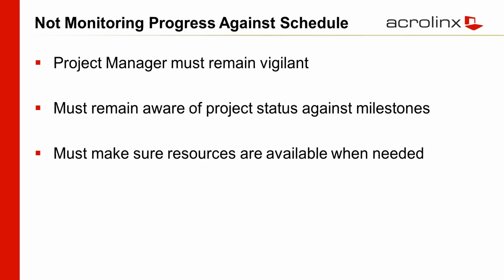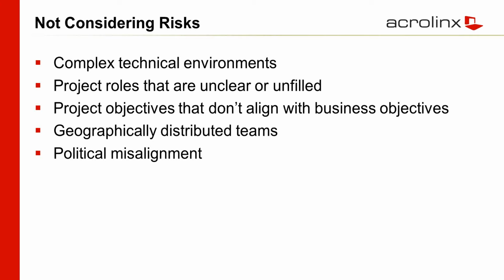Certainly, if no one's watching the progress against the schedule, that's an issue. The project manager has to remain aware of where the project is compared to where it was supposed to be, make sure the resources are available when they're needed, and communicate when anything is going wrong or might go wrong. Now, there are risks in a project. What I found interesting is that when I built this list, working with some people who have lots more experience at this than I do, only the first one relates to technology. Everything else is about people and process. So be aware of the people and process issues. Consider those risks and have a plan for dealing with them.